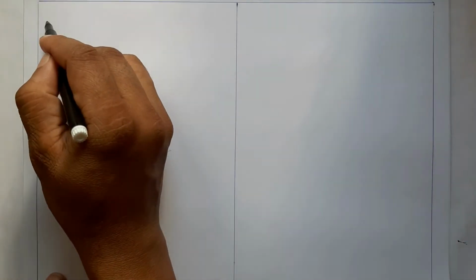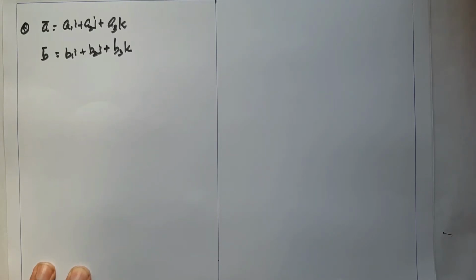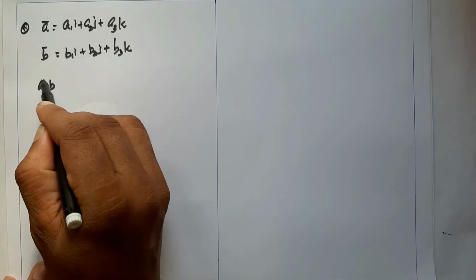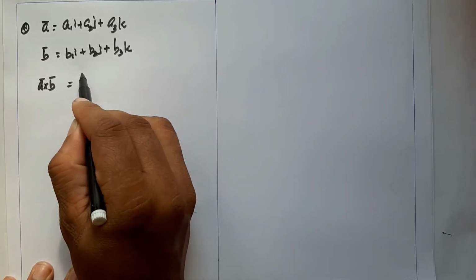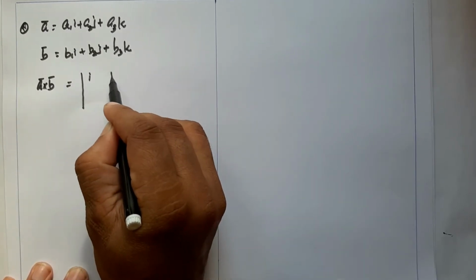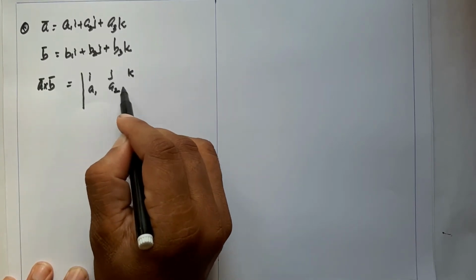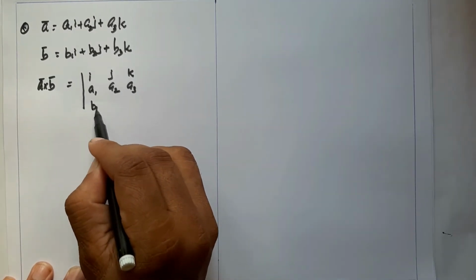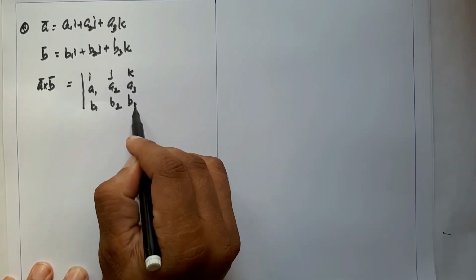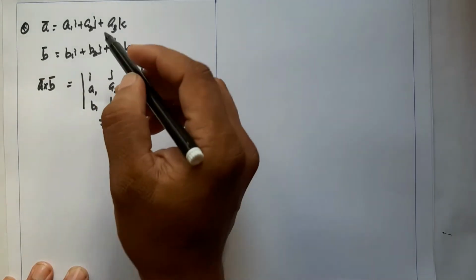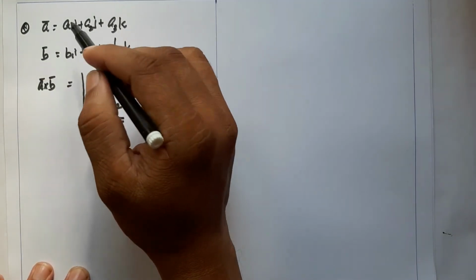That is, if vector A is equal to a1i plus a2j plus a3k, and vector B is equal to b1i plus b2j plus b3k, then A cross B is found using the formula: determinant of i, j, k, a1, a2, a3, b1, b2, b3. Now expanding this determinant, we get the cross product. Otherwise, it's very difficult to find directly.